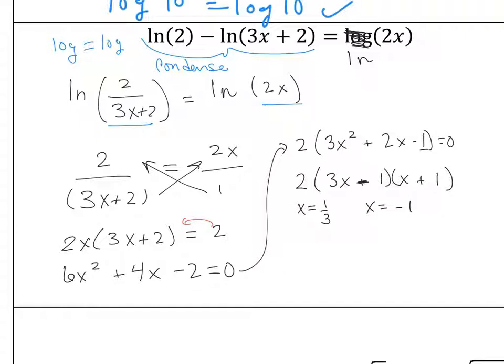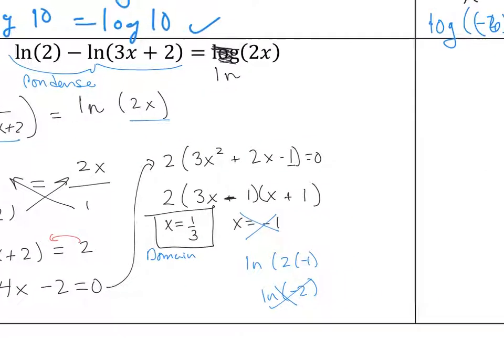Because of the domain issues, we need to go through and check this. We need to make sure that what I have here fits inside that domain. If I go through and look at 1/3, when I plug it in for both places, it's going to be fine. But let's check this other side, the natural log of 2 times -1. That's going to give me the natural log of -2, which is outside my domain, so that x is equal to -1 I have to throw out. And the only correct solution that I have here would be x is equal to 1/3.